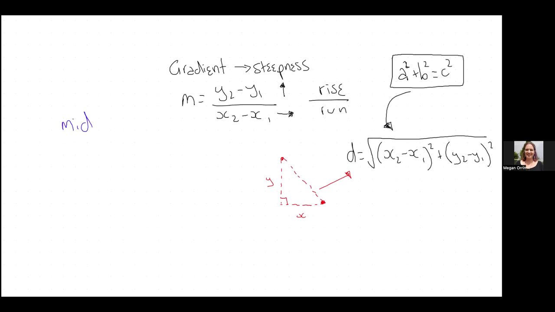Does anyone remember how to find the midpoint? Yep, it's just the average, right? Add the x's together and divide them by 2. It's just the average. And then add the y's together and divide them by 2. The midpoint is just the average of the 2 points. Easy.